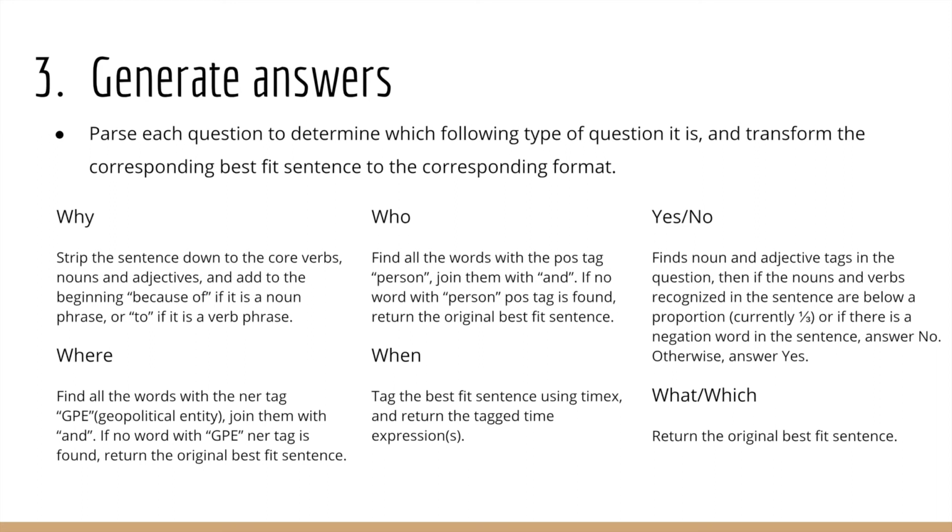And finally, for yes or no questions, we first find the noun and adjective tags in the question. Then, if the nouns and verbs recognized in the sentence from that question are below a proportion, which is currently 1/3, or if there's a negation word in the sentence, we return no. Otherwise, we return yes. So that is basically it.